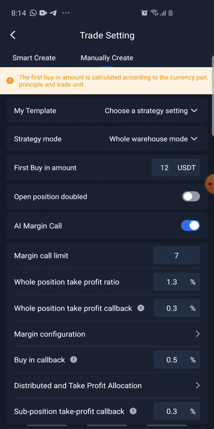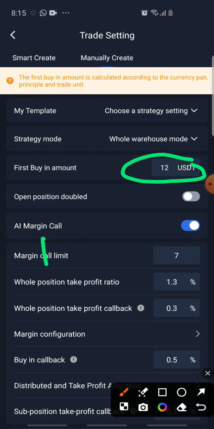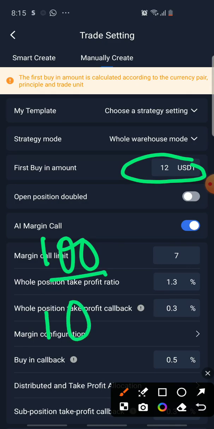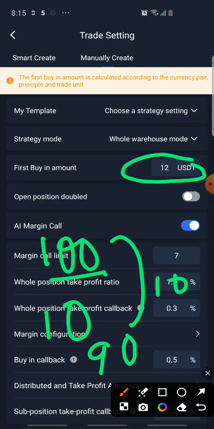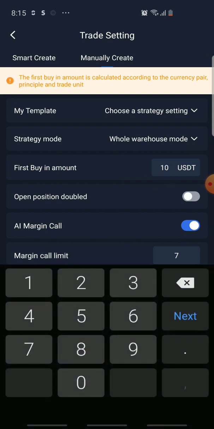Now we are going to start with what we call the first buy-in amount. The first buy-in amount is the initial amount of capital the robot will enter with in the market. For example, let me say you have $100 as capital. If I put 10 as the first buy-in amount, it means that out of $100, the bot will initially enter the market with $10. The remaining $90 will be left there.